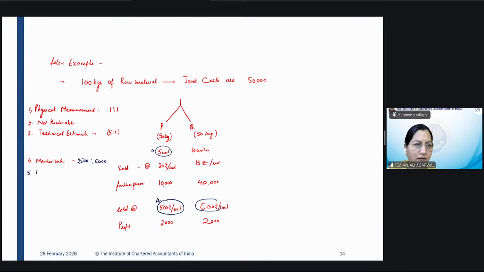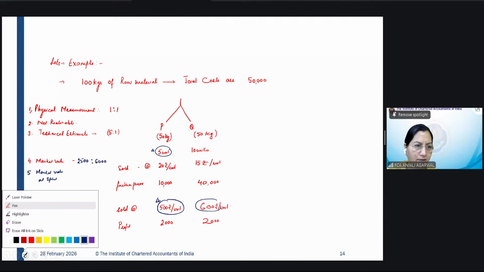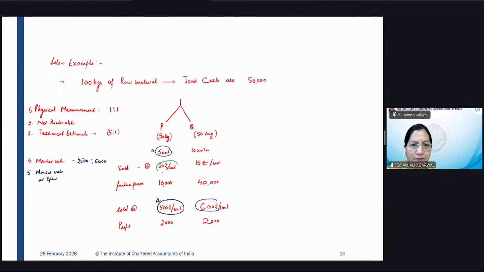Fifth, if we use the market value at split off, then the ratio is 20 rupee per unit and 5 units, so it's 100, ratio 15 rupee per unit into 10 units, 150. So this is market value at split off. This was market value after further processing, right?